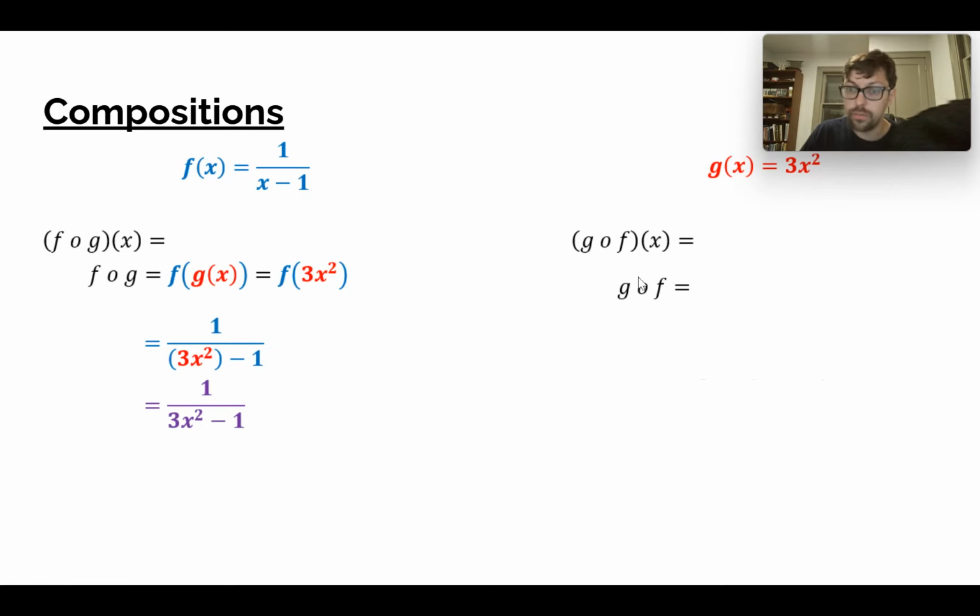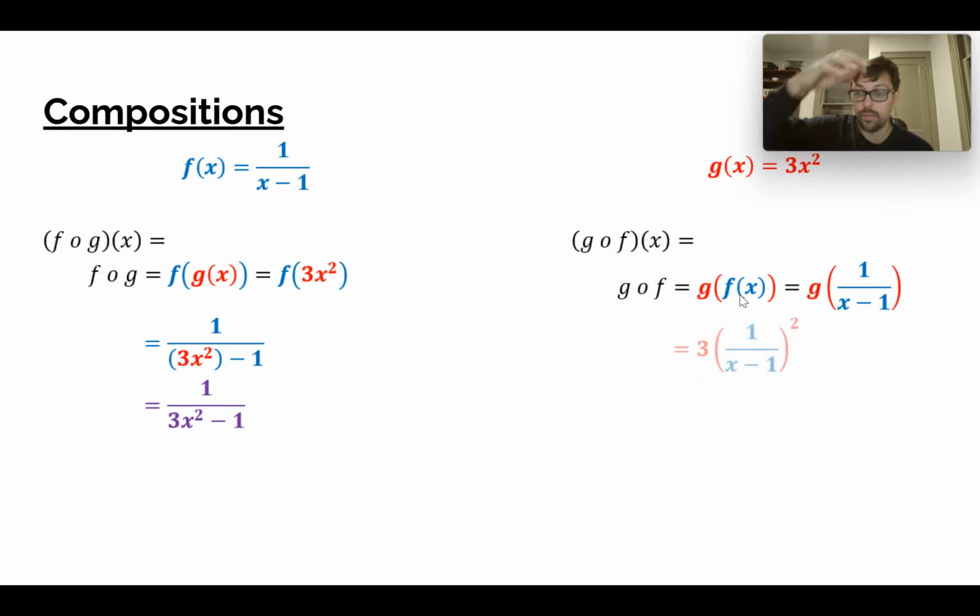Over here in g circle f, when we do g of f of x, I want to replace the x in g of x with an f of x. So that is going to be g of 1 over x minus 1. And so where that x is, I want to put a 1 over x minus 1. And here that parentheses is really important because we want to multiply all of that 1 over x minus 1 by itself. So multiplying that with itself, I'm also going to make that 3 a 3 over 1, because then I've just got this big fraction.